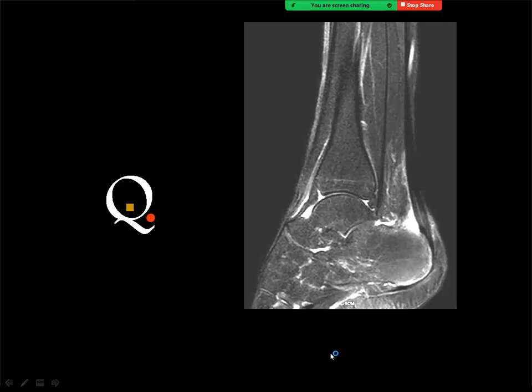Next case is an MRI of the ankle, and this is a sagittal STIR image.